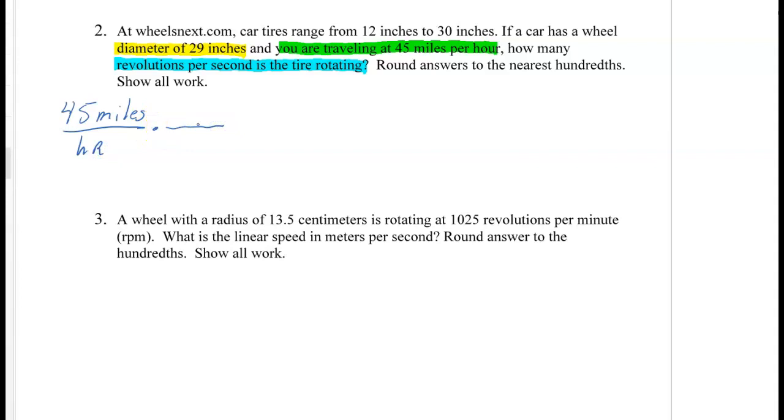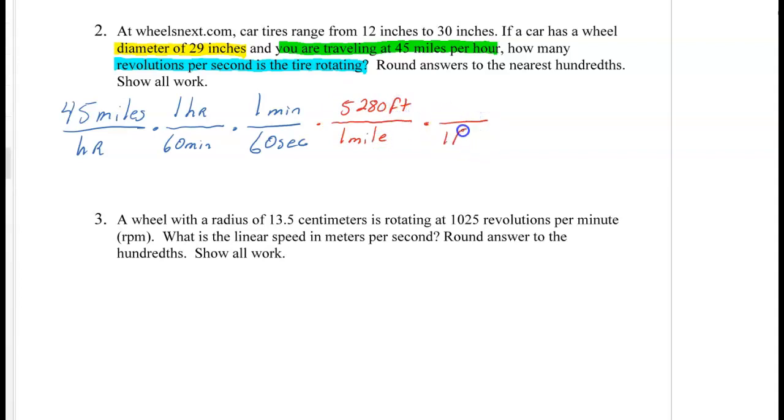So again, I'm going to use the conversion factors that 1 hour is 60 minutes, 1 minute is 60 seconds. Again, we need to convert miles to inches. So 1 mile is 5,280 feet. 1 foot, again, we want that in the denominator, is 12 inches.